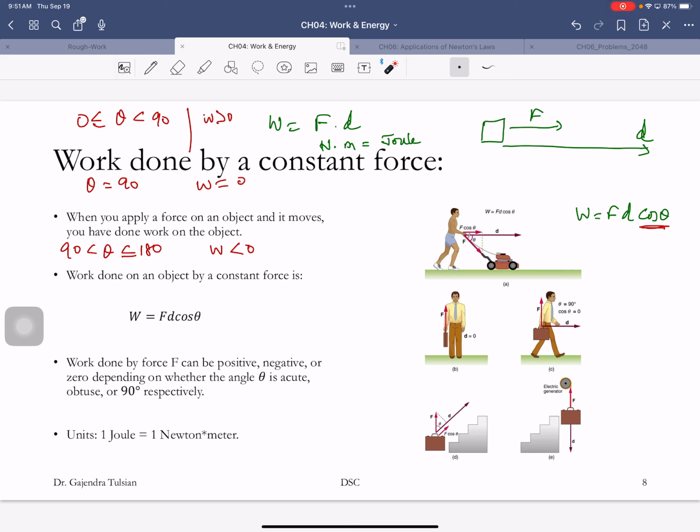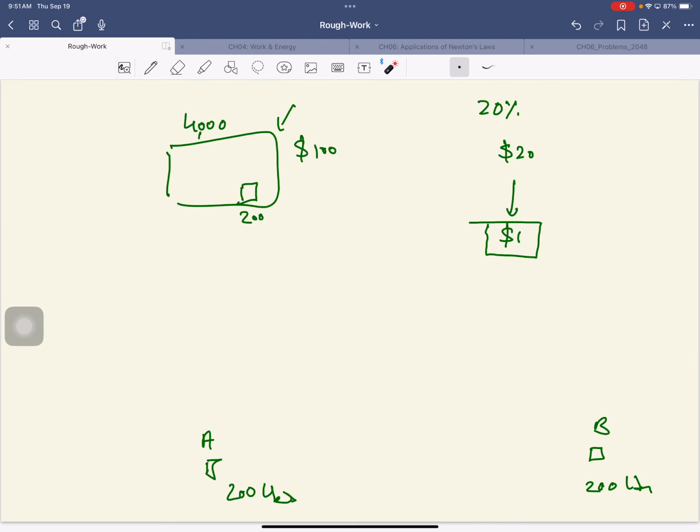In this case, let's say this suitcase is being lowered. The force applied is in this direction, there's the displacement. The angle between the two is 180 degrees. Cosine 180 is -1. So the work done will be negative. You do this all the time.